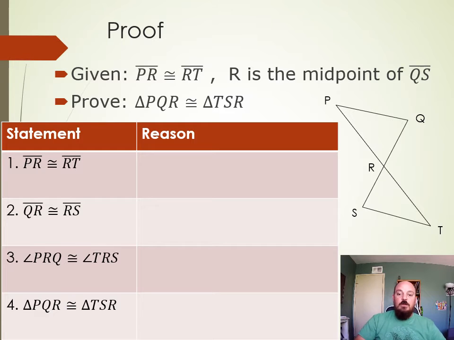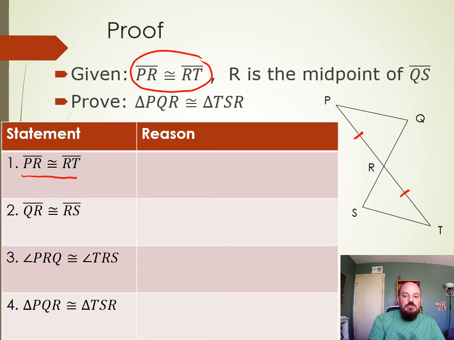So let's start by marking our picture. The one thing I said in the given information is that line segment PR is congruent to RT. So I have one pair of congruent sides. That's also the reason though. If you notice, my first statement over here is exactly that: PR is congruent to RT. Now, whenever the statement comes from up here, that's the easiest one. You should never miss this one on a problem, on a quiz or a test or a homework assignment. The reason is given.